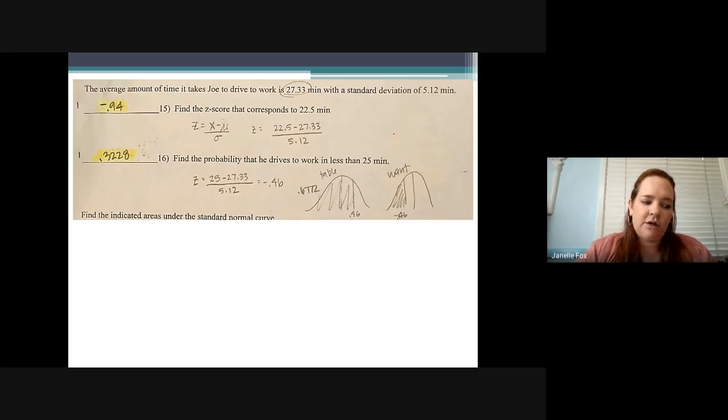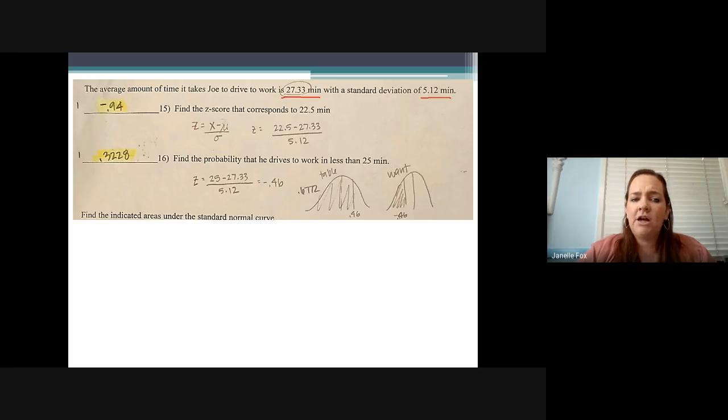The next set of questions asks us to work with the table, but I had to find the Z-score and do some things. So number 15 just says, what is the Z-score that corresponds to 22.5 minutes? It looks like the mean is 27.33, and the standard deviation is 5.12.